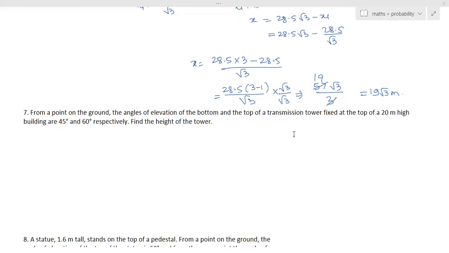Next question. From a point on the ground, the angle of elevation of the bottom and top of a transmission tower fixed at the top of a 20-meter high building are 45 and 60 degree respectively. Find the height of the tower.